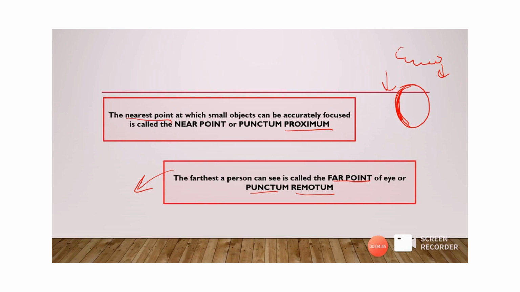However, in a case of a myopic patient, the far point will be in front of the retina, and in case of a hypermetropic patient, it will be behind the retina. So in both these cases, the far point will not be at infinity. So again, I will repeat that the near point will vary in a patient based upon the age, and the far point will vary based upon the refractive error of the person.